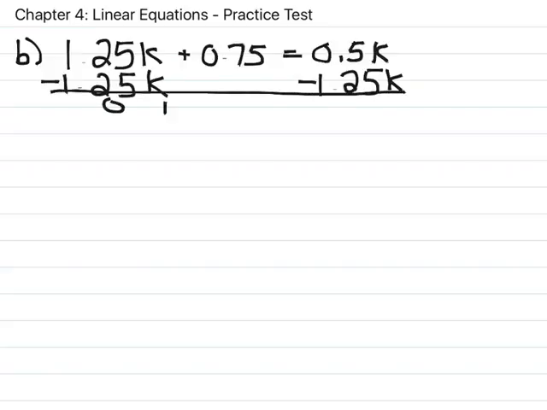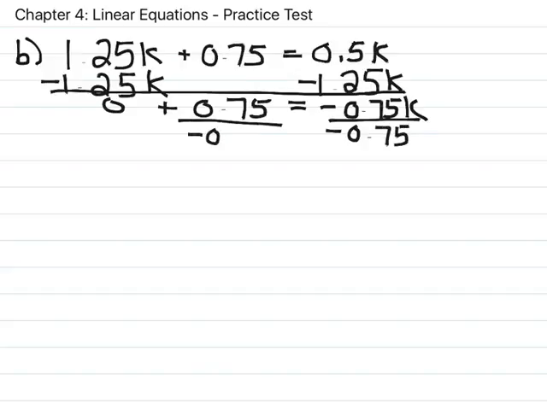This will give us 0 plus 0.75, which is equal to negative 0.75k. So we're going to have to divide both sides by negative 0.75 to get k by itself. And we're left with negative 1 equals k.